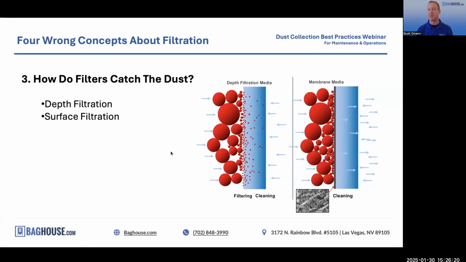We have too much dust. We have too much going on to be able to keep buying cartridges once a month, things like that. So what we'll talk about next, in the next slide, is surface filtration.